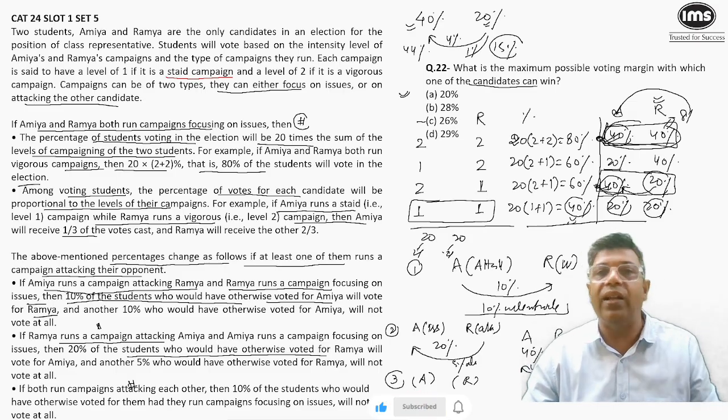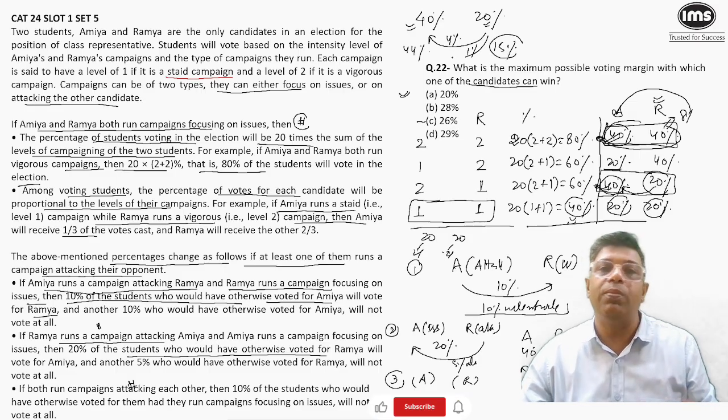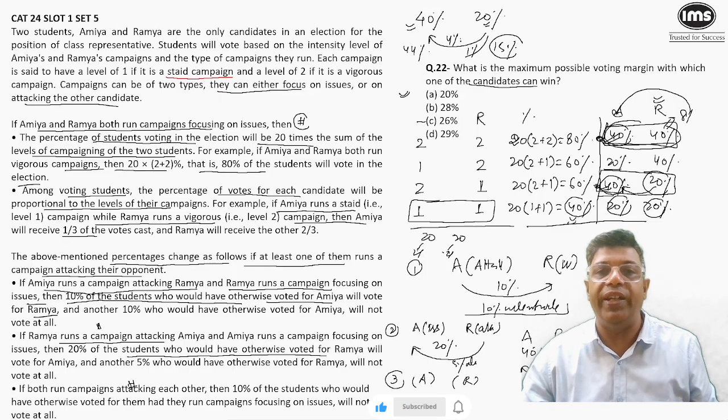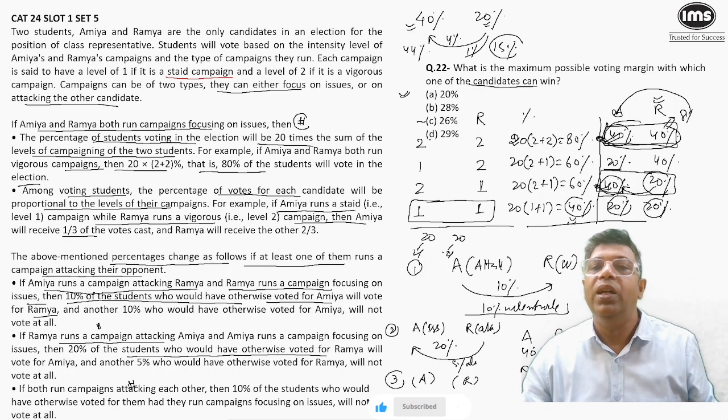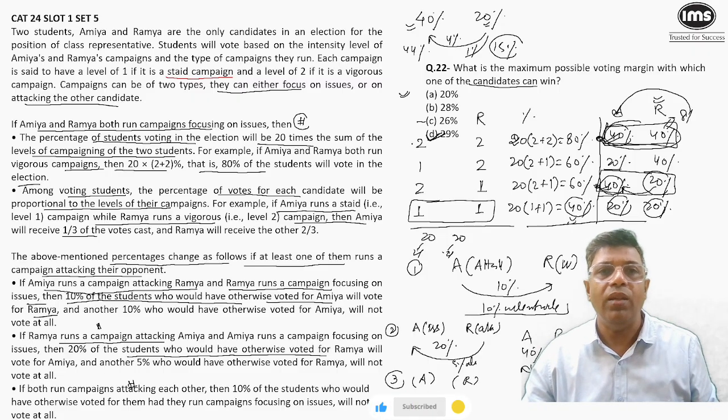That is what we did in the last question. And this is the maximum possible difference. So 44 minus 15 will become 29%. And that, out of the given options, is the maximum. So I think we can surely say this is the correct answer for this question. So that's all for this.